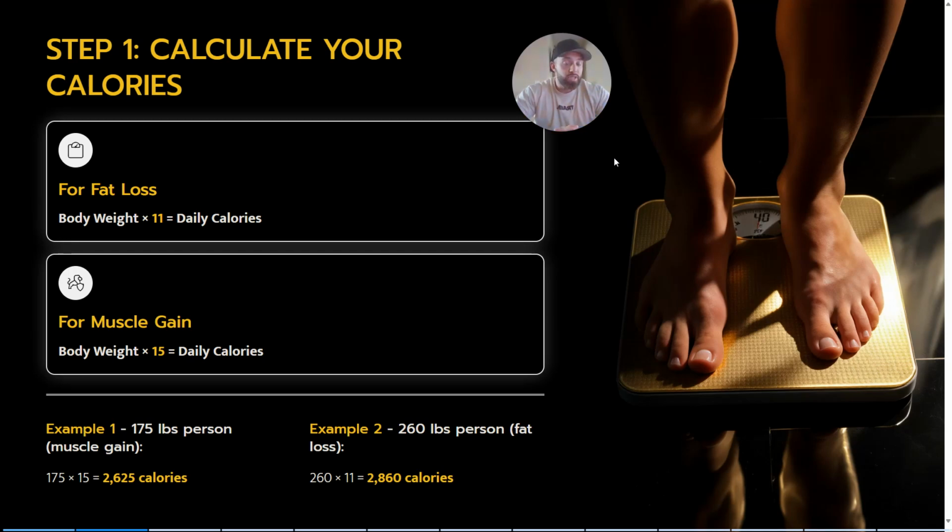Example two, if you're 260 pounds and need to lose fat, 260 times 11 is 2,860 calories. So that's your general ballpark. And again, you're going to have to adjust this based on your visual feedback and based on the scale weight.